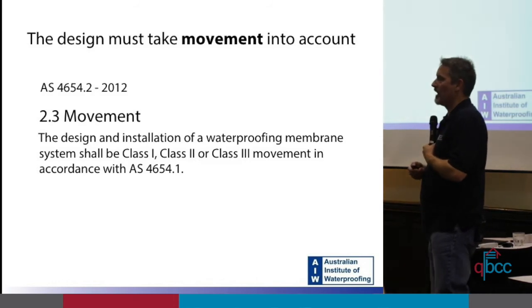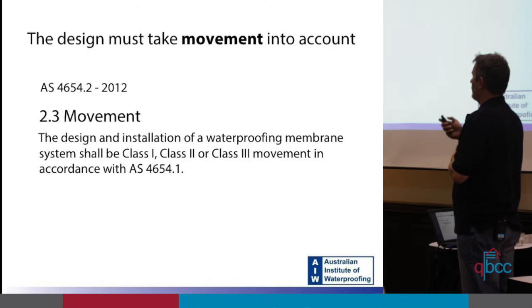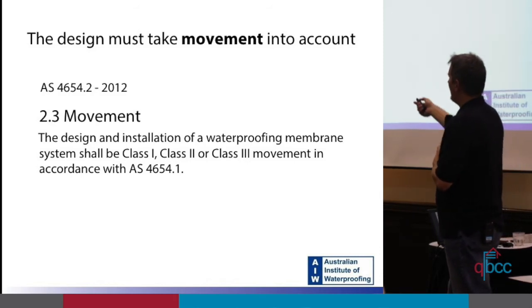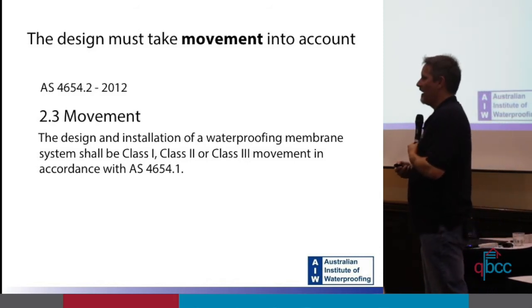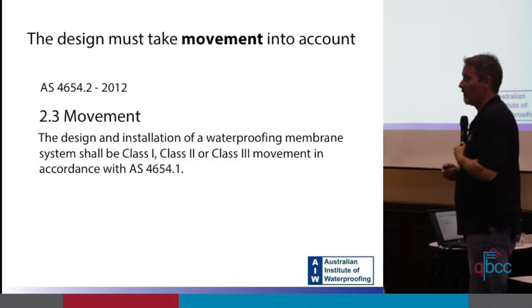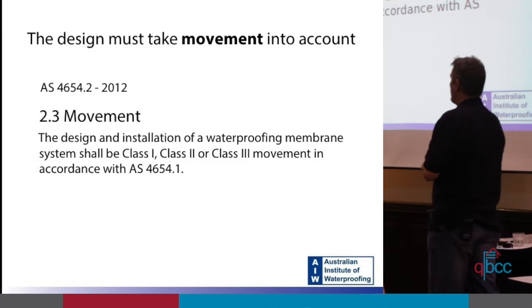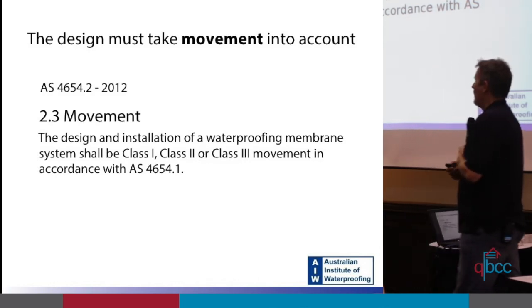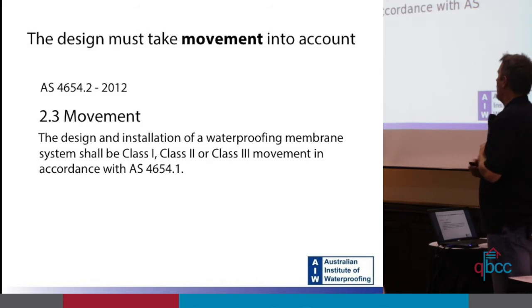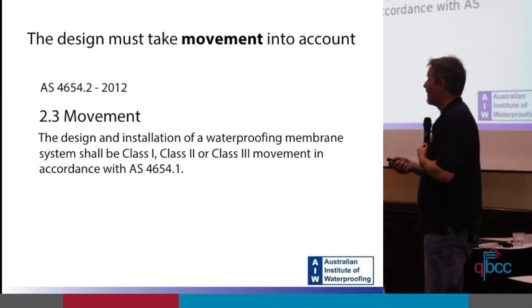The design must take movement into account, and movement can occur. That's another slide, let's go back. So the standard basically has really only a couple of clauses about movement, but what it says is that the design and installation of a waterproofing membrane system shall be Class 1, Class 2 and Class 3 movement in accordance with the material standard. And I'll talk a little bit more about how that all fits together in a sec.